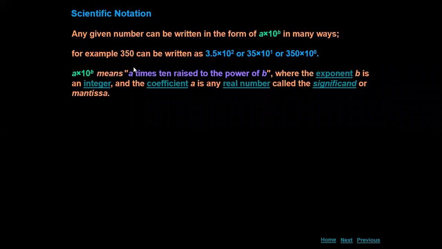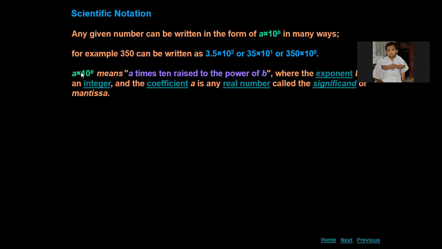So for that, what we are doing is a into 10 to the power of b. Like a, we pronounce it as a times 10 raised to the power of b. Generally, we call it a into 10 to the power of b only. So that's not an issue.